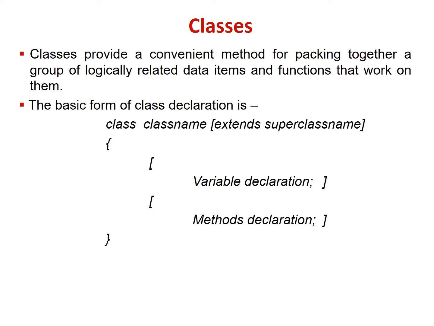Here is the basic form of class declaration. We start with the keyword class. We specify the name of the class and then the super class name, which is the optional one. And after that we specify the variables, which are the data items of the class, and the methods, that is the functions available in that class.